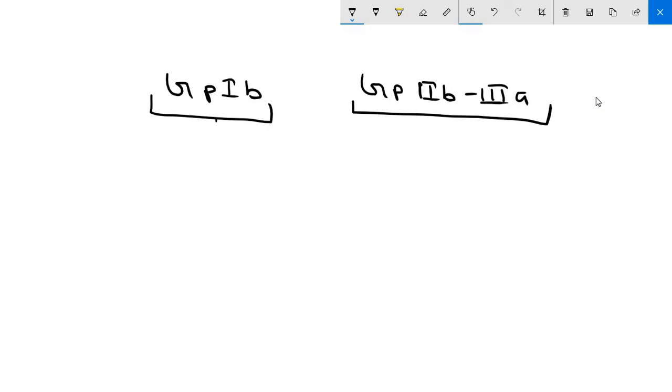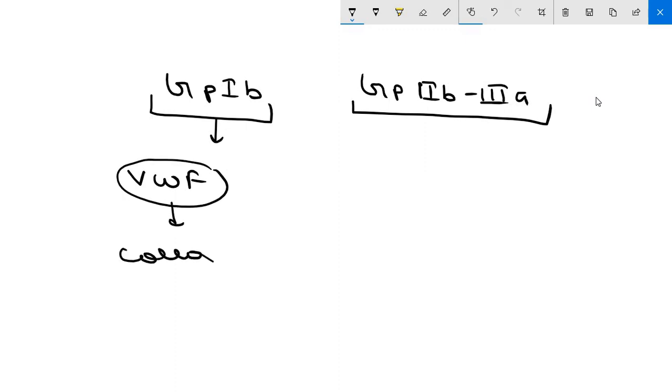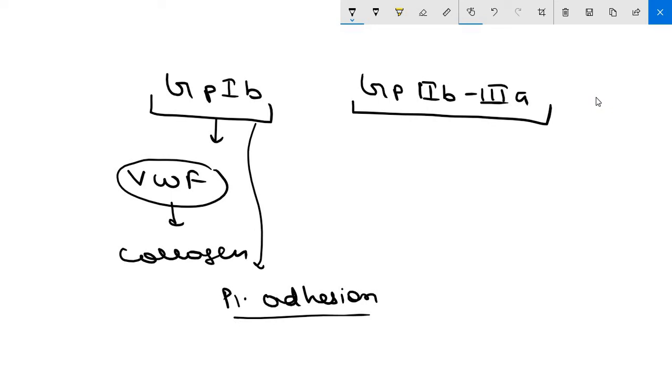So first coming to the discussion of glycoprotein 1B. This receptor of the platelets binds with von Willebrand factor, which is attached to the subendothelial collagen. These receptors help in platelet adhesion to the traumatized site, because at the trauma site collagen is exposed. Because of the exposed collagen, the platelets come and bind there and prevent blood loss. So this is also known as platelet adhesion.